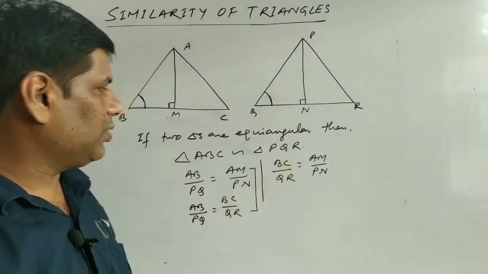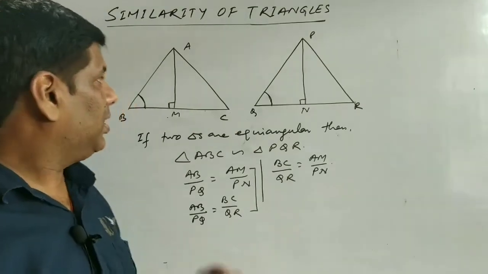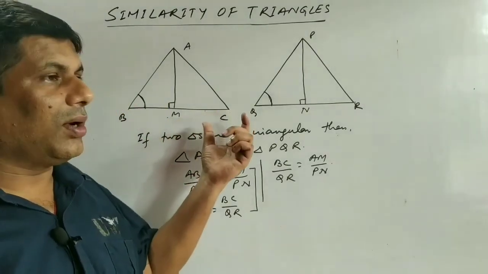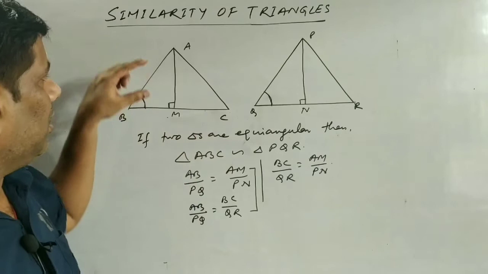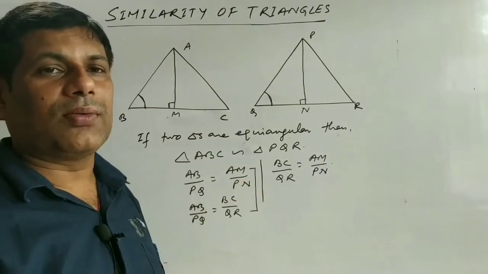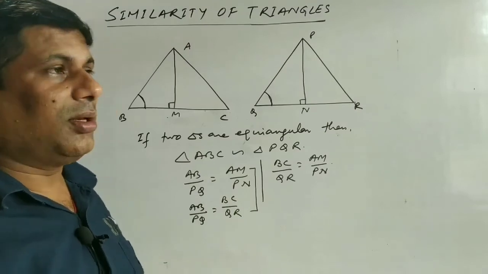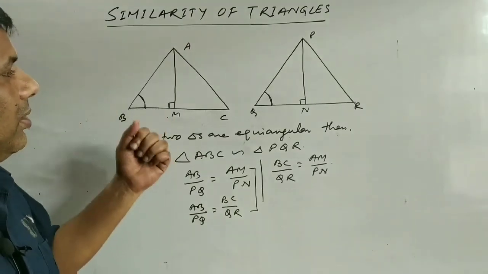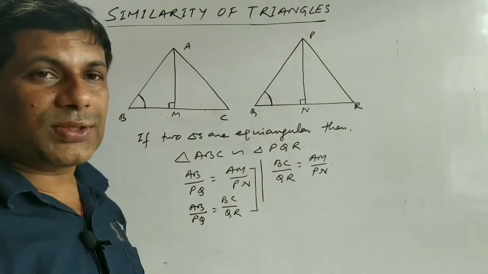That means we can say if two triangles are equiangular, then the ratio of perpendiculars will be equal to the ratio of corresponding sides.